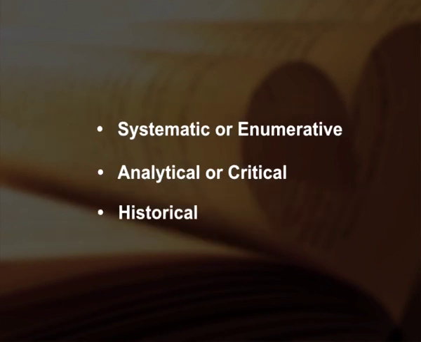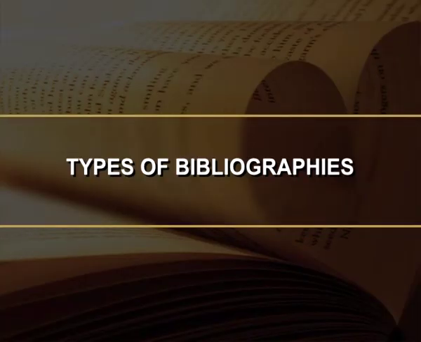Historical. It is mainly concerned with the historical methods of making books, that is, it covers the history of writing, printing, illumination and binding. Let us move on to discuss the types of bibliographies.